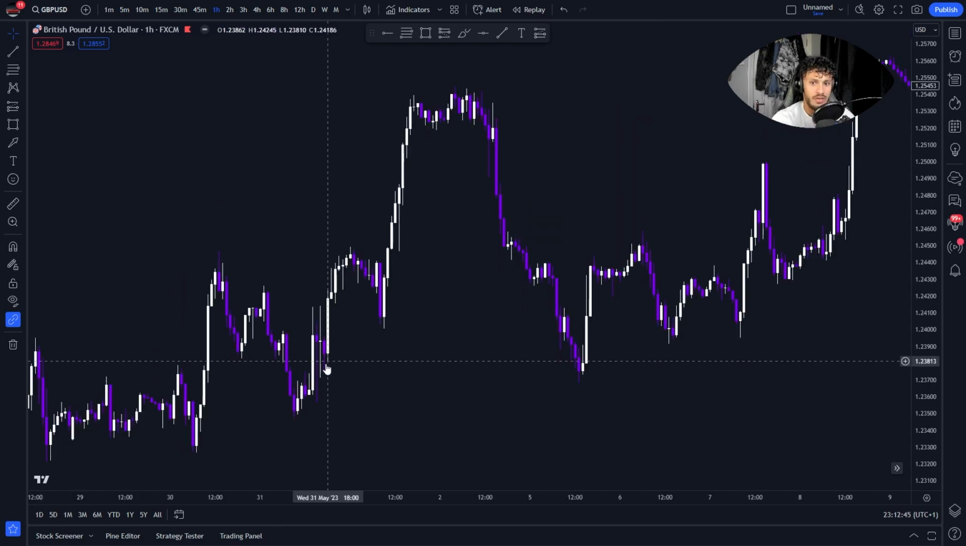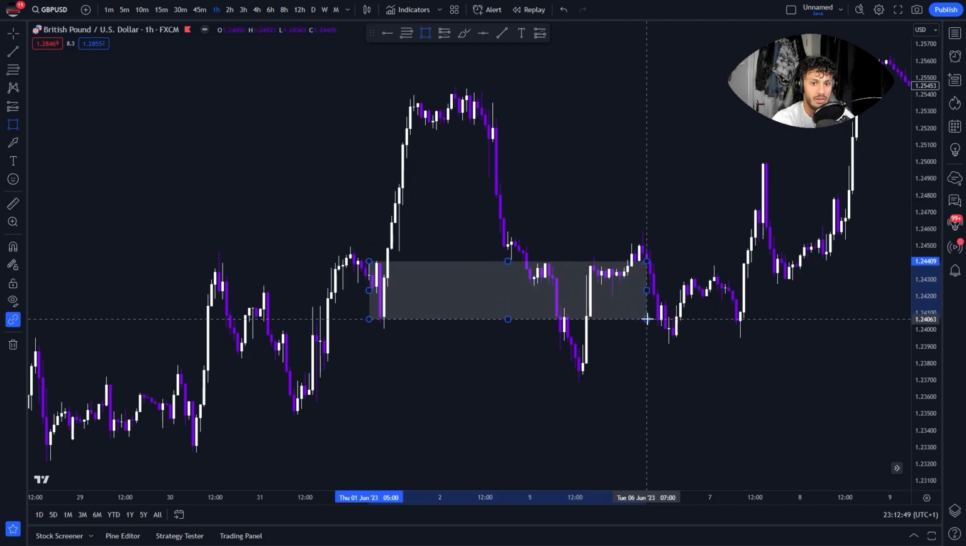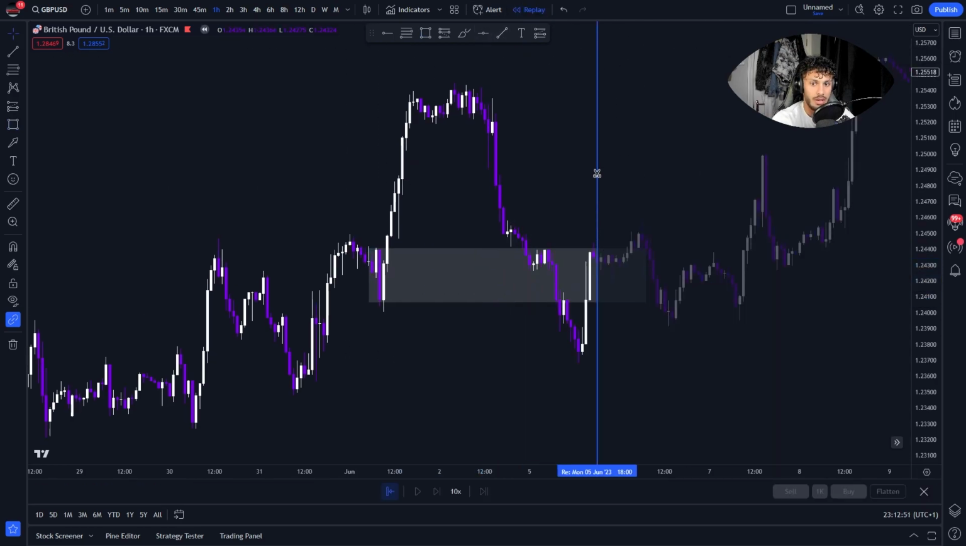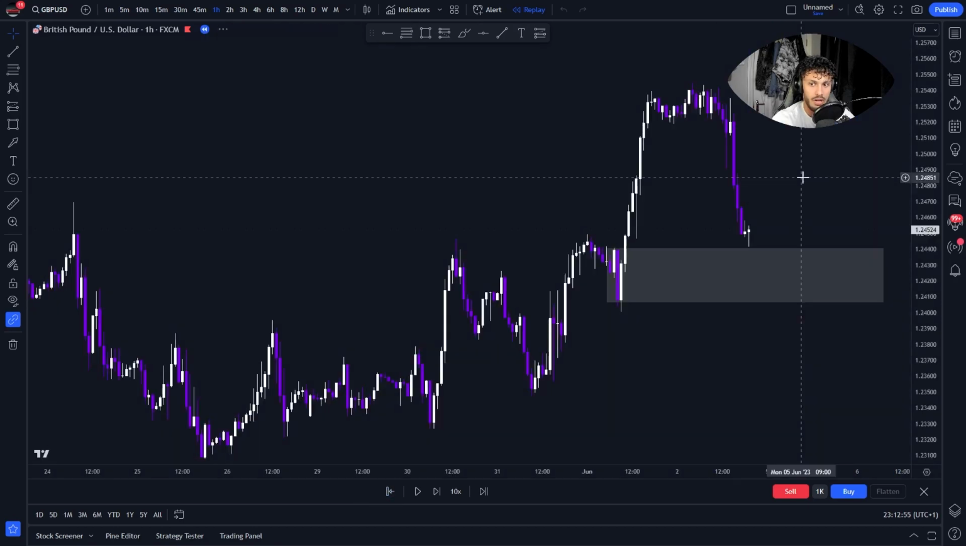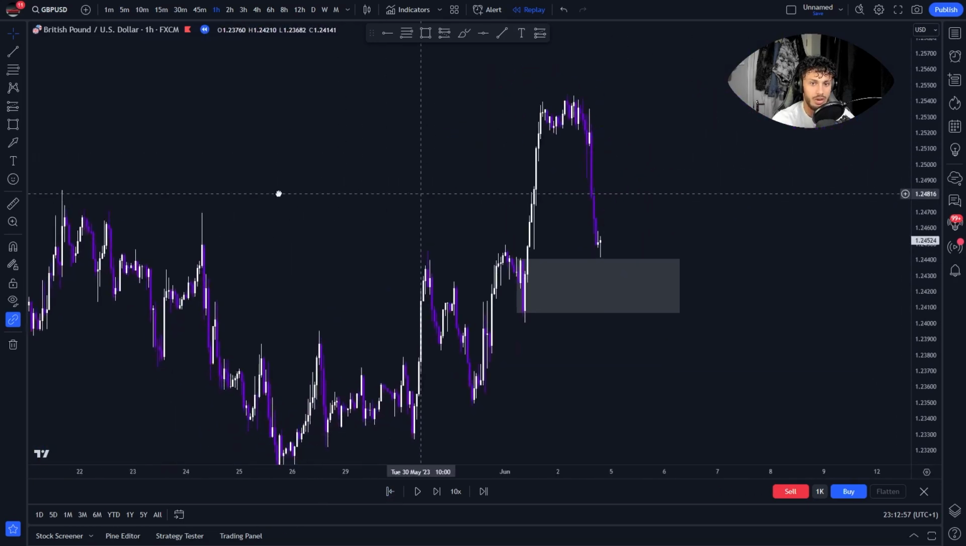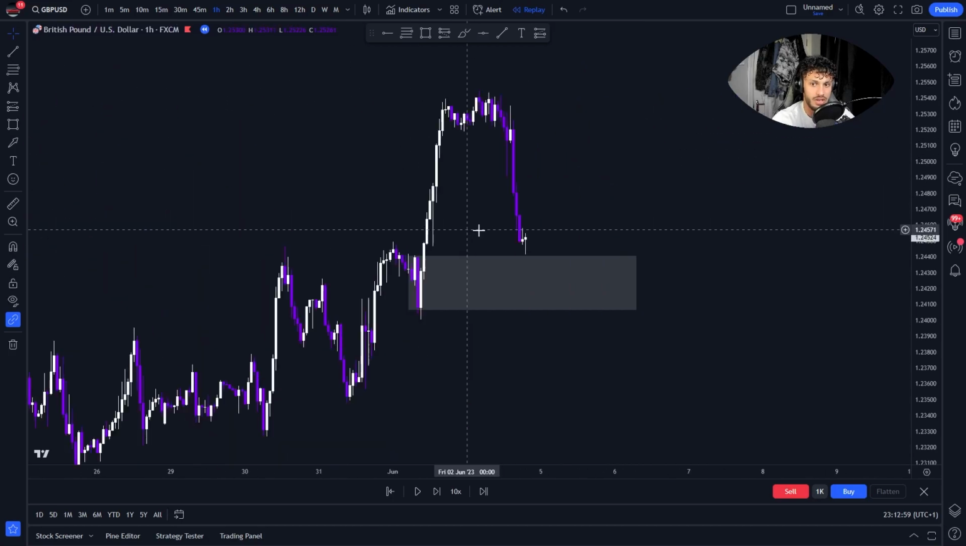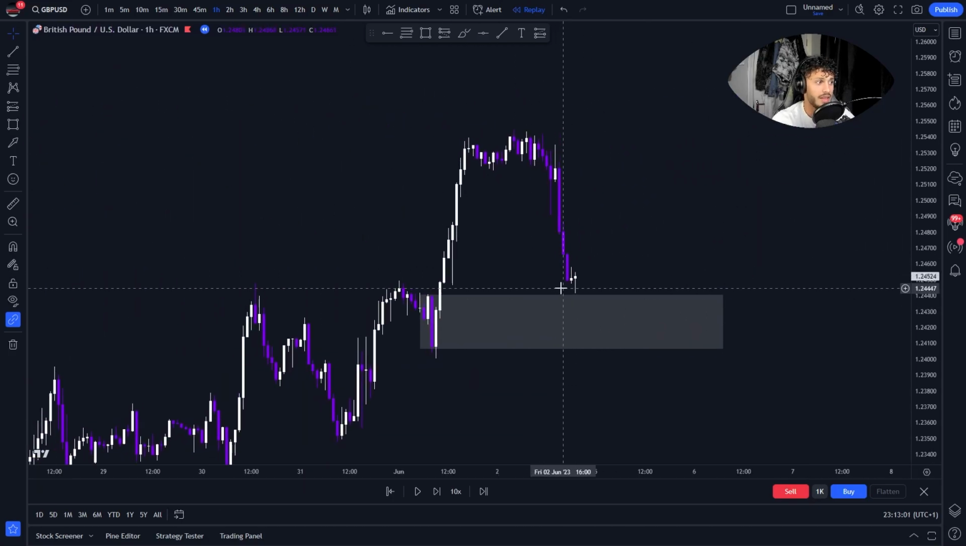So look at this range here, for example. A lot of people would have wanted to get in on this order block, believing, okay, broke structure, etc. Looks great, all on paper. Let's get into the buy.